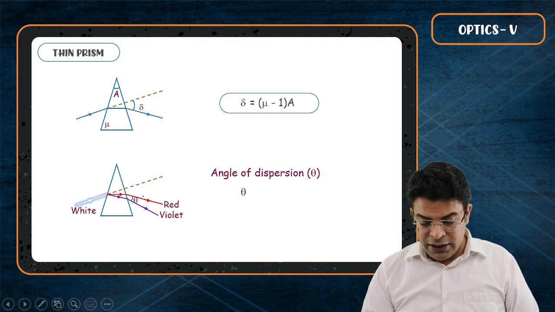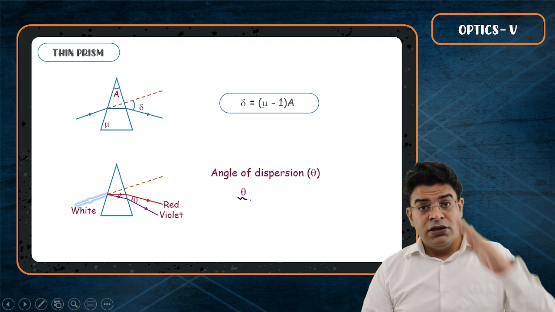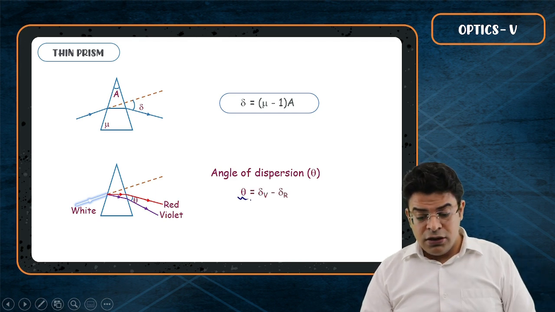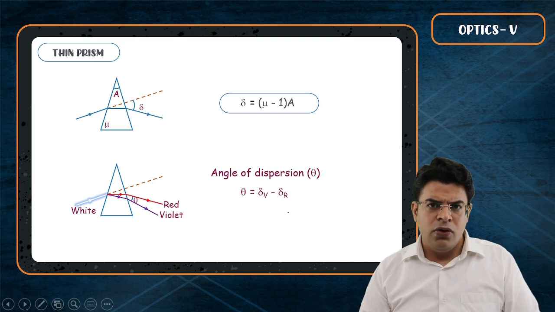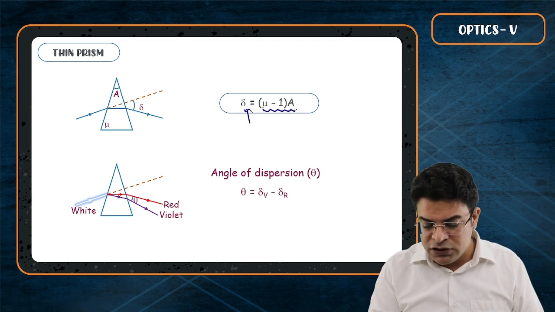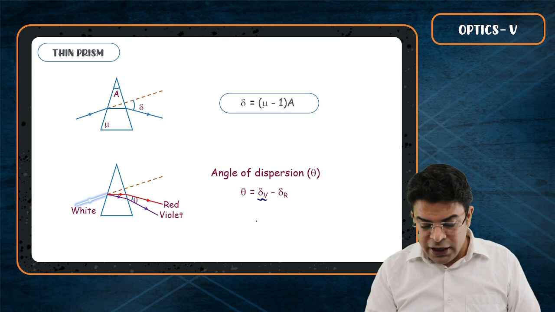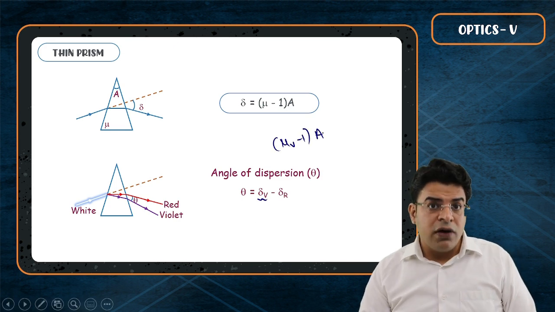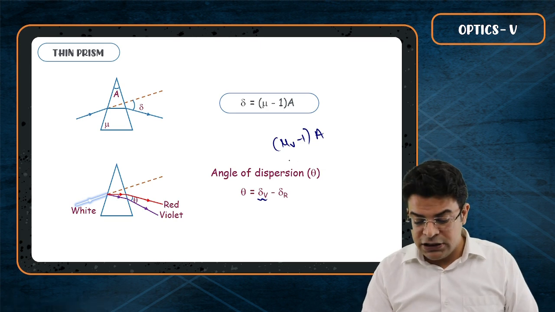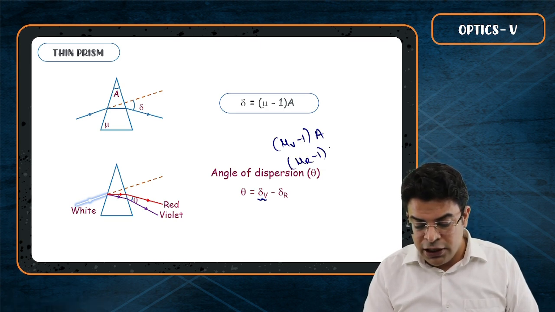So keep it in mind, the angle of dispersion is nothing but the deviation shown by the violet color minus the deviation shown by the red color. And we know that deviation is nothing but (mu minus 1) into A. So for violet, you will write the deviation as (mu violet minus 1) into A. For red, you will write the deviation as (mu red minus 1) into A.